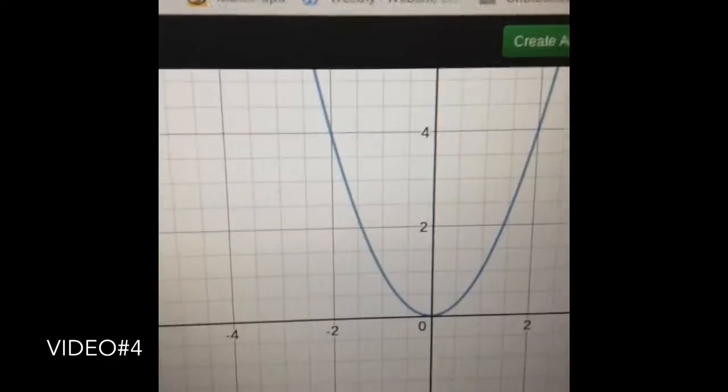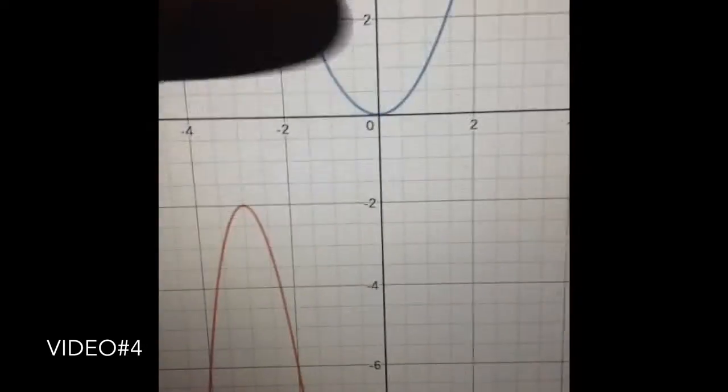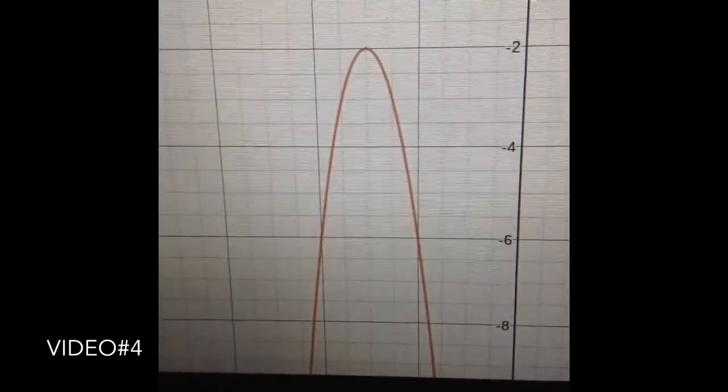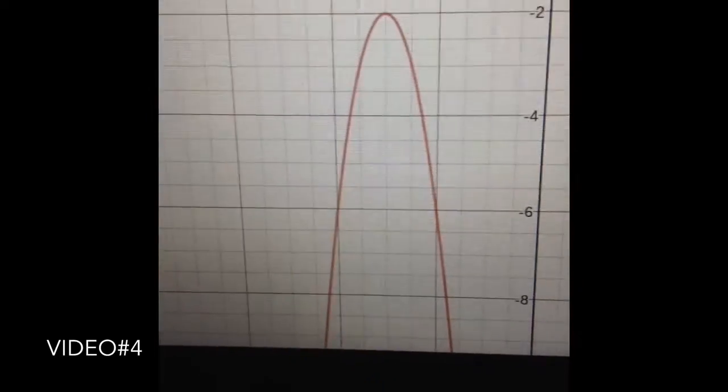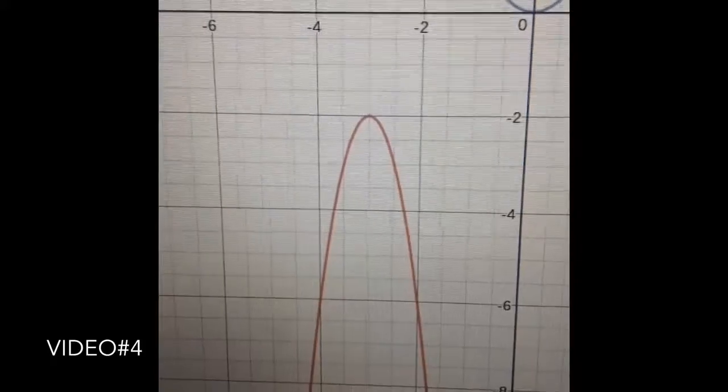A way to tell the difference is that if there's a negative, that means it's going to be reflected over the x-axis, which basically means it's just going to be flipped around. The number in front depends on if it's going to be a vertical stretch or a shrink. A shrink would be that it's not going as vertical. A stretch would be that it's becoming more vertical.